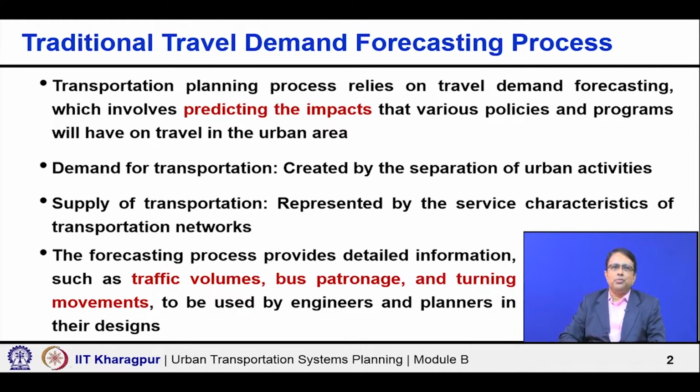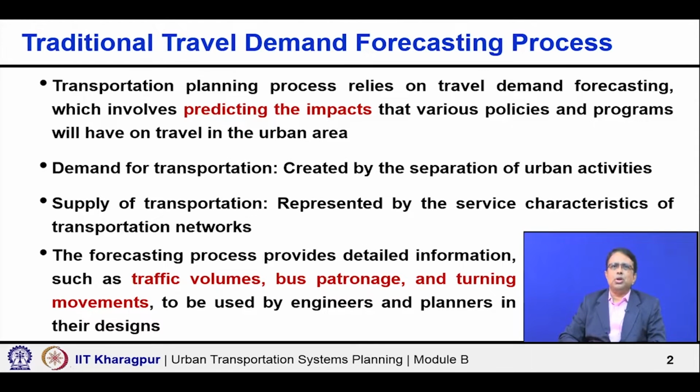The supply of transport is represented by the service characteristics of the transportation network, because you have a set of roads in any given network. Each road has a capacity. So, the overall road corridor, network, or transportation system is there, and that capacity is offered to accommodate the demand for transport.